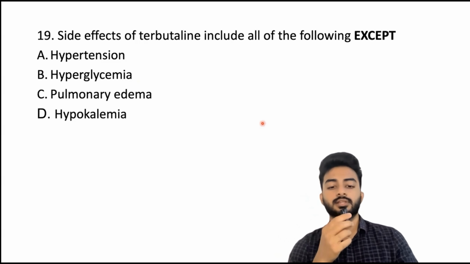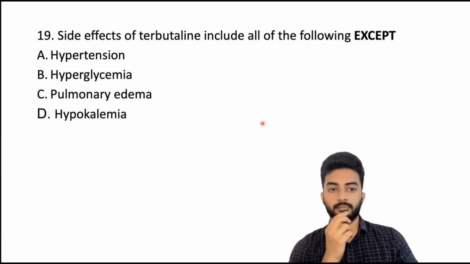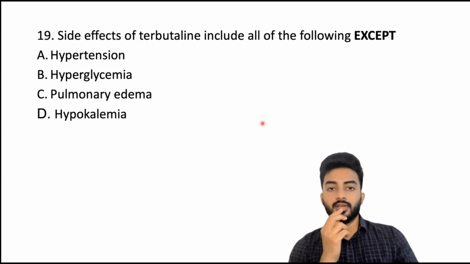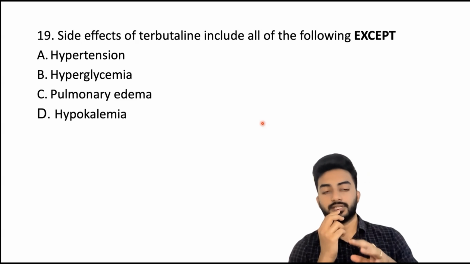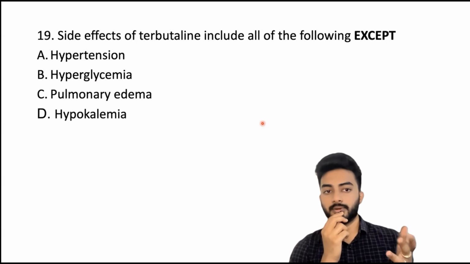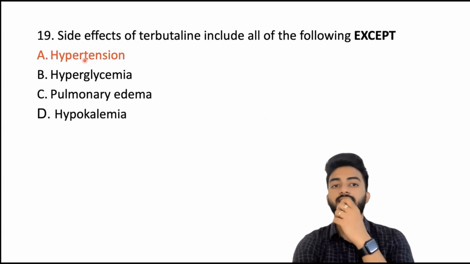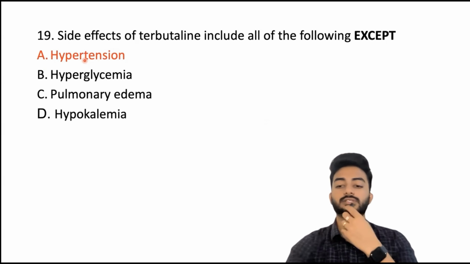Next, 19th question. Side effects of terbutaline include all of the following except: option A, hypertension; option B, hyperglycemia; option C, pulmonary edema; option D, hypokalemia. So we all know terbutaline causes hypotension, not hypertension. It causes hypotension, tachycardia, hyperglycemia, pulmonary edema, and electrolyte imbalance, but it won't cause hypertension. So the answer for this is option A. That is, side effects of terbutaline include all of the following except hypertension, because it causes hypotension.